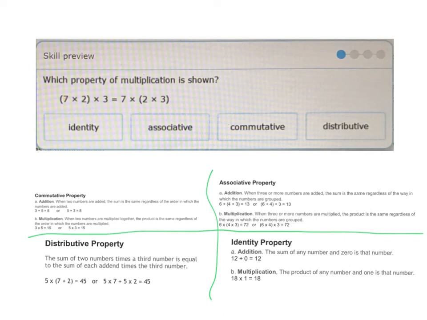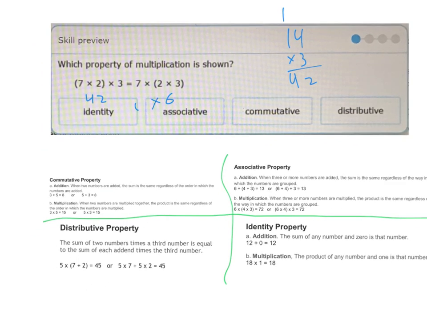I don't actually know what that is. 14 times 3. 3 times 4 is 12. 2 down, 1 up. 1 times 3 is 3, plus 1 is 4. It's 42. Over here, oh yeah, this is an easier way to think about it. 2 times 3 is 6, times 7, equals 42. So that would be the associative property.